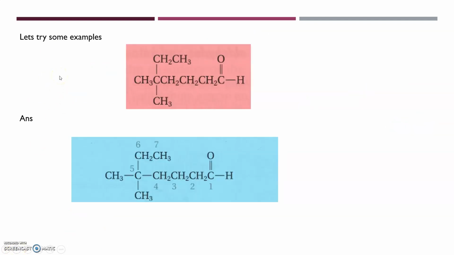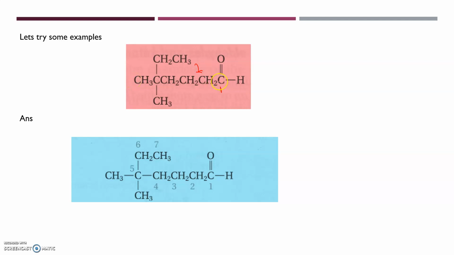Now, let's try these examples. Remember, we said we have to choose the longest chain. That's one thing. Second thing, we also have to start from the functional group. So the carbon in the functional group is always number 1. So this is 1, 2. We have to start the longest chain. So we're going to try 1, 2, 3, 4, 5, 6. So if you go that way, it's 6 carbons.